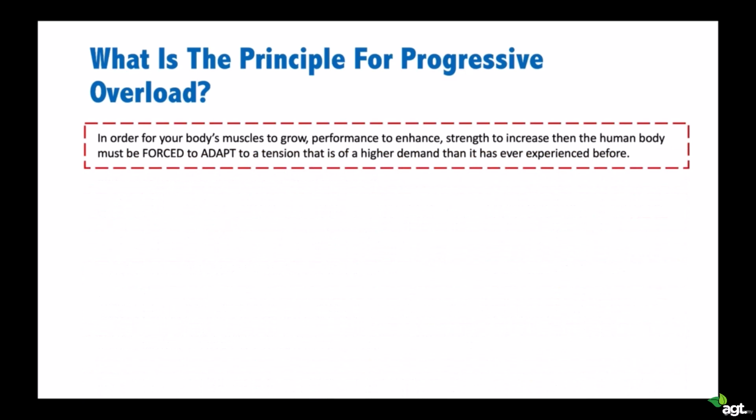So in order for your body's muscles to grow, performance to enhance, strength to increase, the human body must be forced to adapt to a tension that is of higher demand than it has ever experienced before. So what does this mean exactly? It means if you lift the same weights or do the same amount of reps that you've been doing for 10 years, 5 years, 20 years, whatever it may be, nothing will ever happen. Your body will never have to change or improve in any way. You will only maintain your current state.